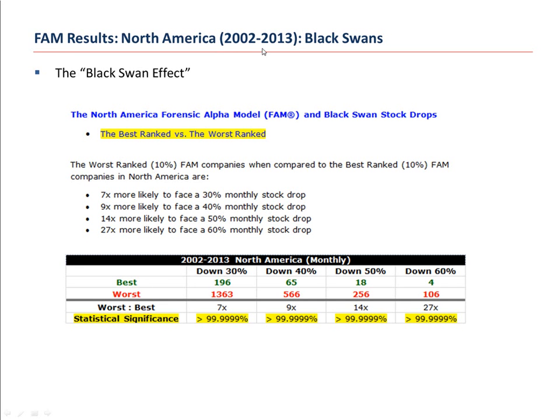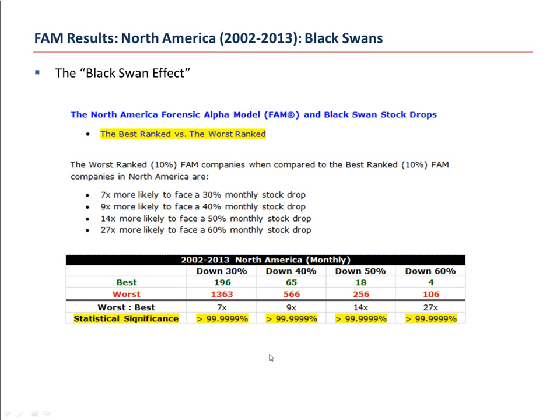First, the black swan effect. From 2002 to 2013, a 12-year period, we took monthly returns. And it turns out the best ranked FAM companies versus the worst ranked companies showed black swan returns, or a monthly return down 30%, 7 times more often in the worst rated companies than in the best rated companies. You can see the incidence. For a black swan, or a stock drop of 40% or more in 1 month, we can see they occur 9 times more often in the worst rated companies than the best rated companies. Similarly, for 50% and even 60% stock drops, you can see they occur 27 times more often in the worst rated companies than the best rated companies in FAM in North America.